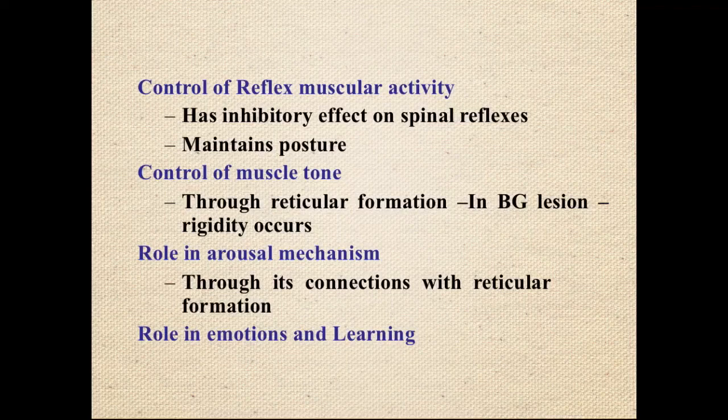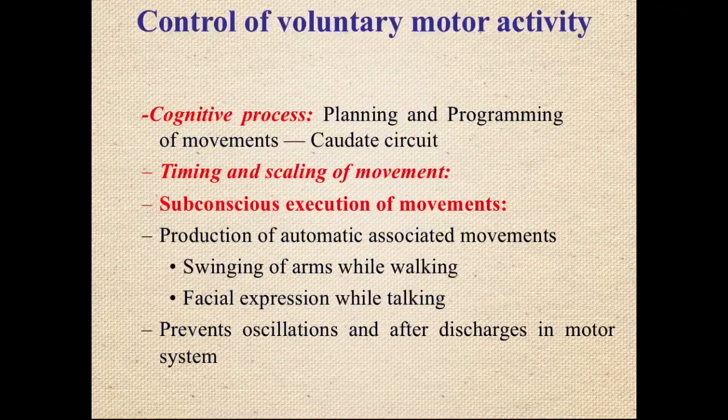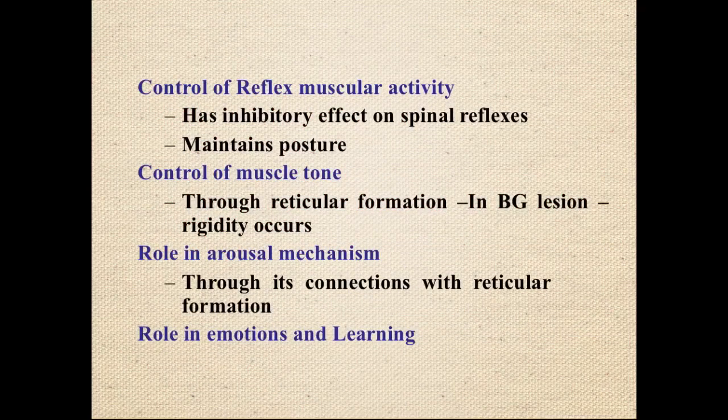So, the major one is its control of the voluntary motor activity via these 5 things: cognitive control and execution of the pattern via putamen, then timing and scaling, then subconscious execution of the movement, and prevention of the oscillation and after discharge. Then second was reflex muscular activity, third was control of muscle tone, and fourth is role in arousal.